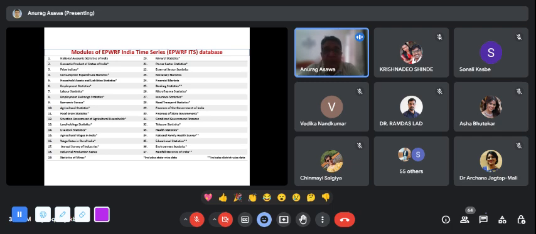The journal is provided in PDF format. If you want this data in Excel format, you have to go for the module of the EPWRF India Time Series database. There are also rainfall statistics in India and environmental statistics in India. These data sets are either macro level, macroeconomics, or social sector. You will not find much data about the share market or company data.